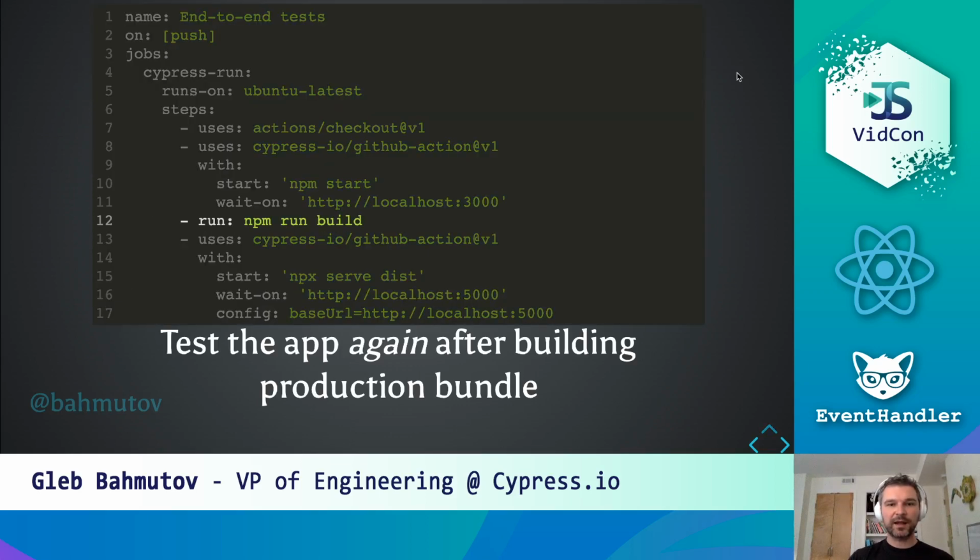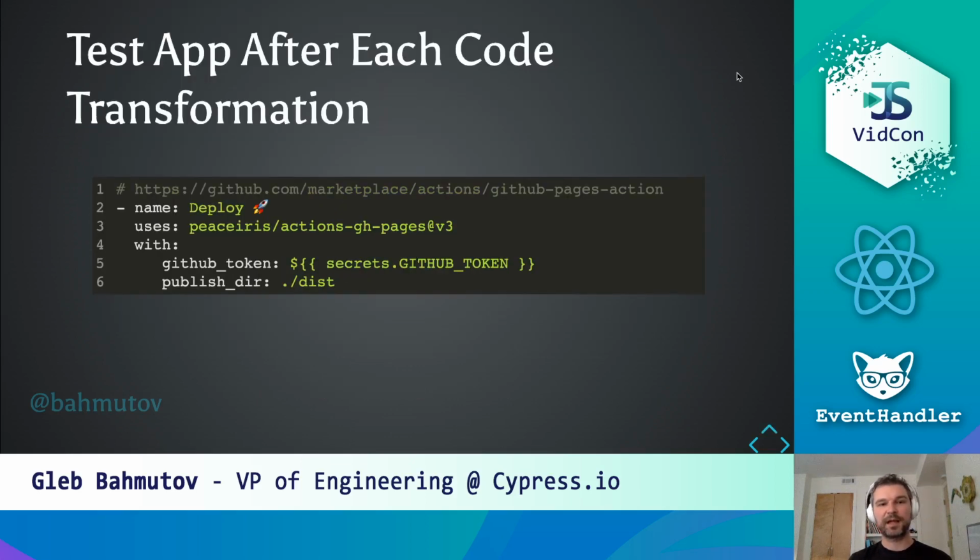So we suggest that after you do npm run build on your CI, you run the GitHub action again, and in this case, you don't use React scripts anymore because you already have a static bundle in the dist folder. Instead, you use something else, just like a regular HTTP server, and you wait on that HTTP server to respond at localhost 5000. And when you run Cypress, and because the base URL is now 5000 port, not 3000, you can just pass the new value. So this will run the test again against the production bundle version of your website. So that was the second time.